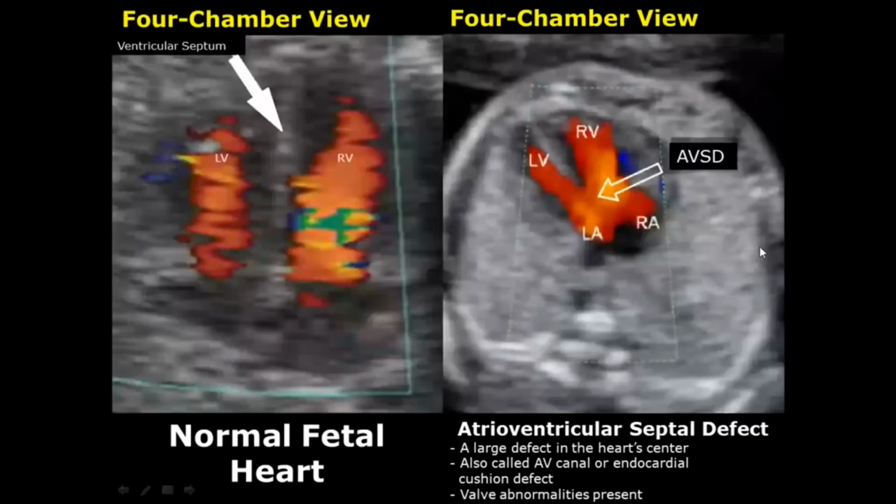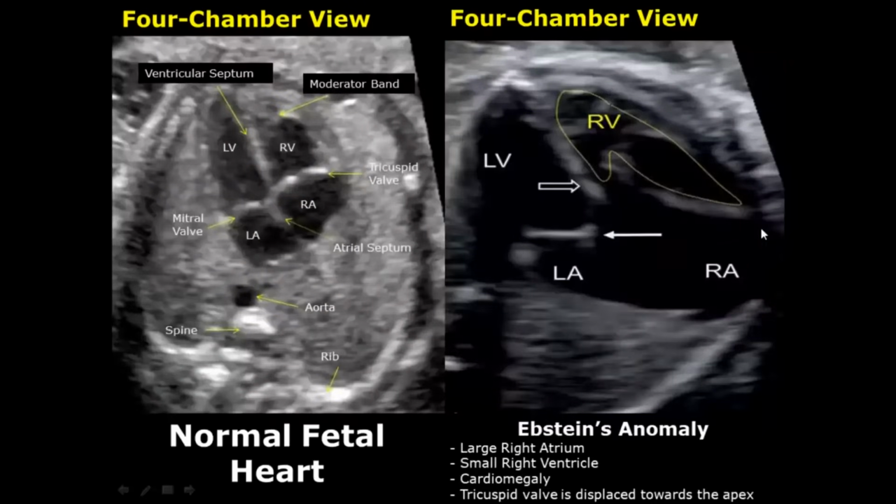We can further evaluate the AVSD on color Doppler. We can see the defect at the center of the heart. In Ebstein's anomaly, there is a large right atrium but a small right ventricle, and there will be cardiomegaly, and the tricuspid valve will be displaced towards the apex because of the enlarged right atrium.